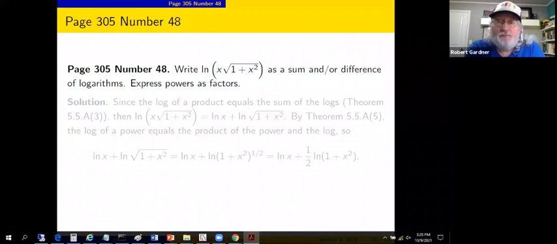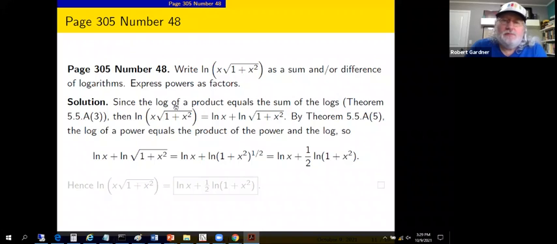How about this one? Write the natural log of x times the square root of 1 plus x squared as a sum and/or difference of logarithms. Express powers as factors. More vague instructions would be expand this using the properties of logarithms. So instead of simplifying, we're expanding.